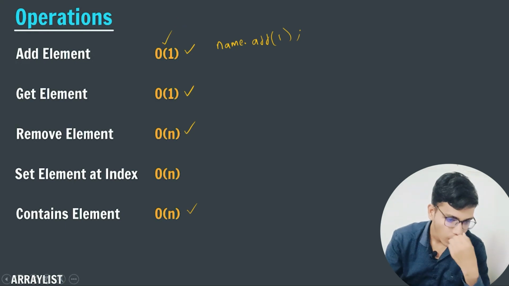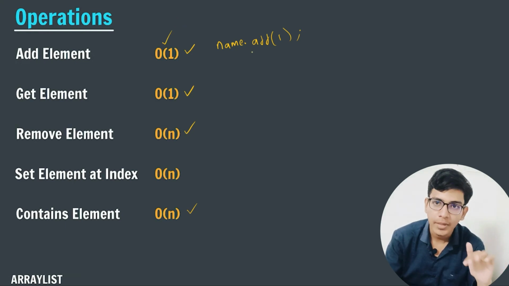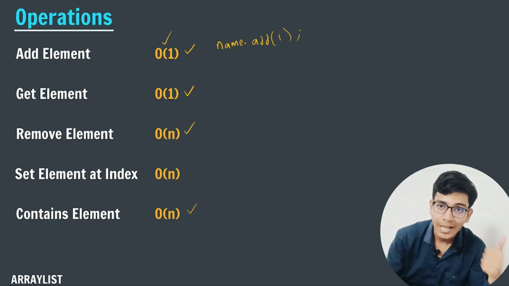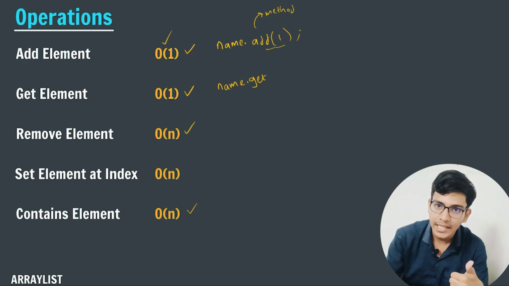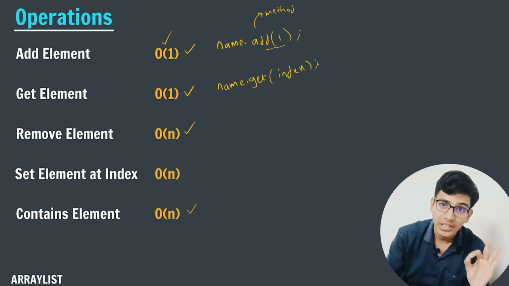If I want to get the element which is present at a particular index from my ArrayList, then I will write ArrayList name dot get. So these all are methods. When I create the object of my ArrayList, after that I am trying to access the methods which are there in my class ArrayList. Here, name dot get. In this I need to pass the index.